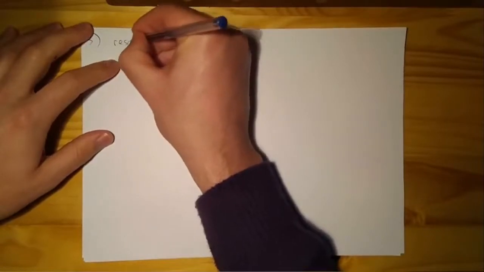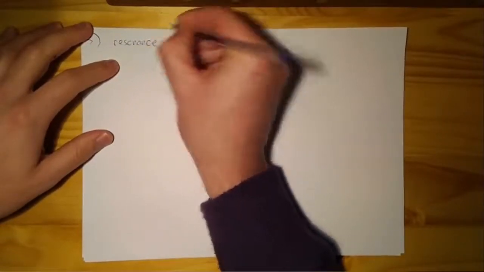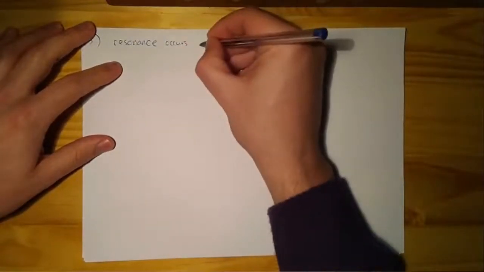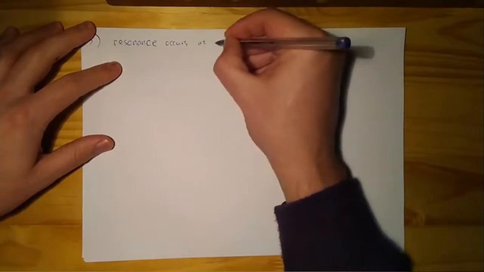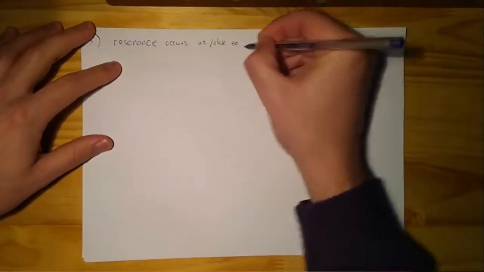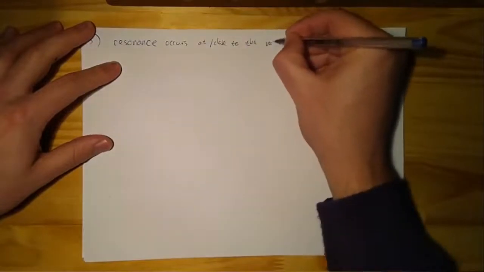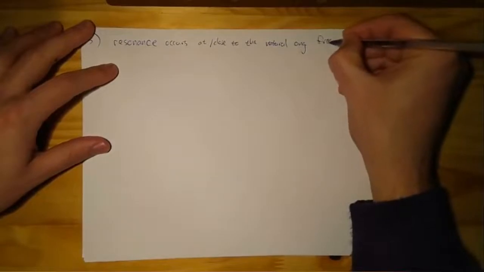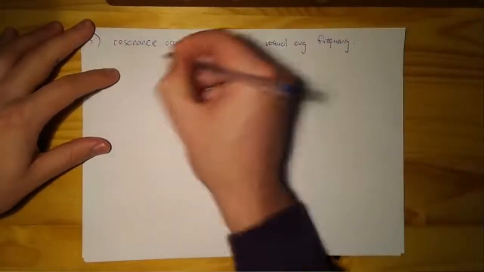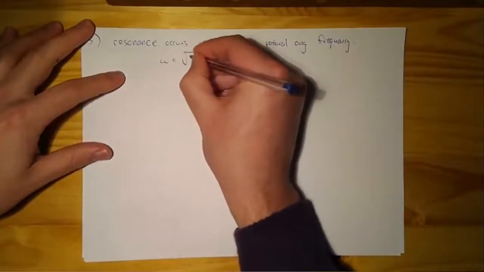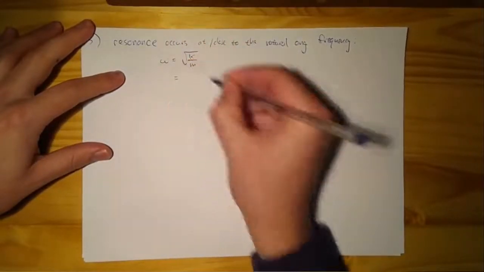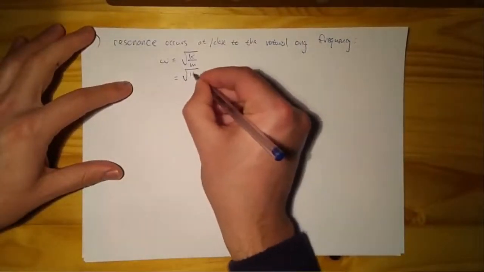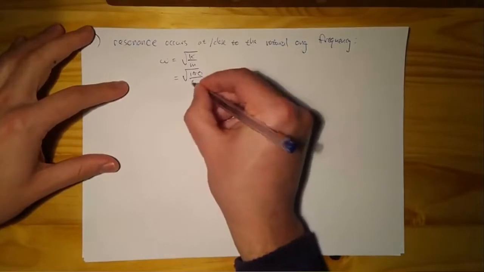Let's write it down so it's nice and easy to read. So resonance occurs at or close to the natural angular frequency. And we use omega for that, and that is simply the square root of k over m in this case. Okay, and we've got all that we need there. So that is the square root of 150 divided by 6.0.